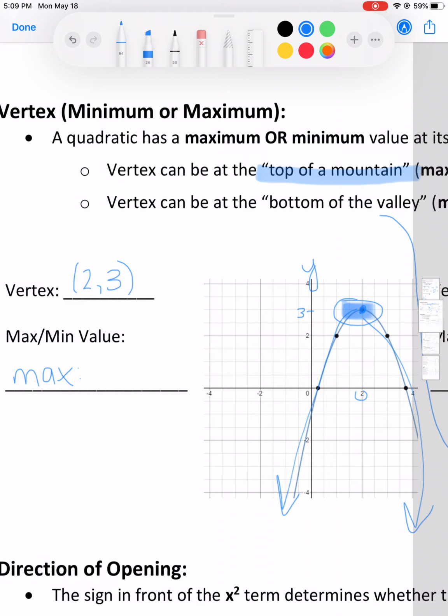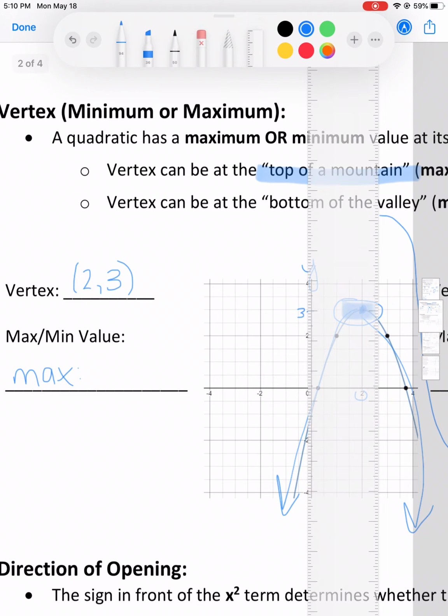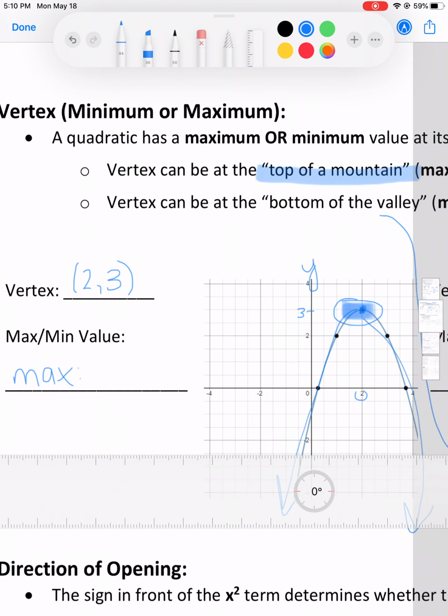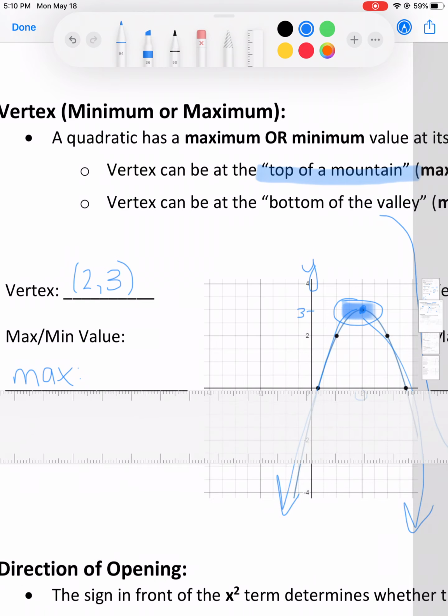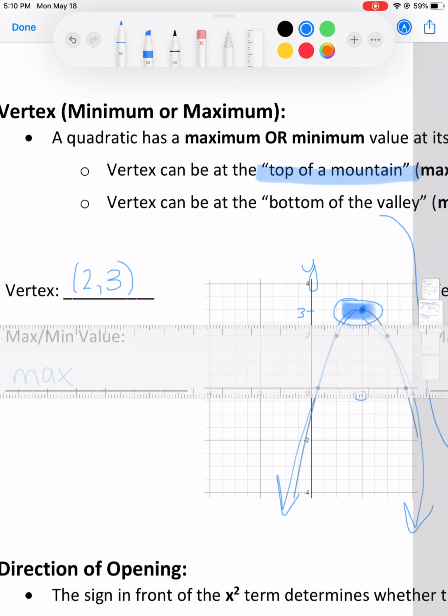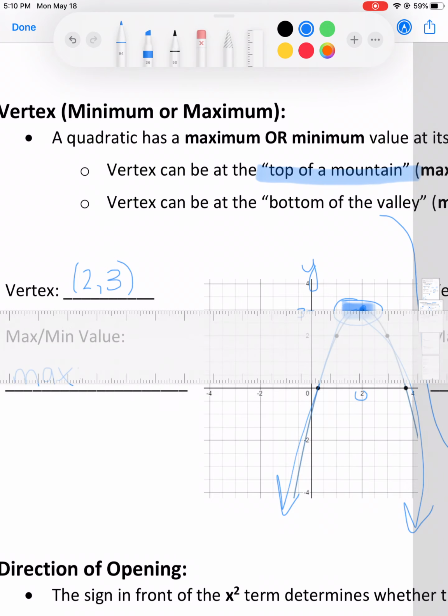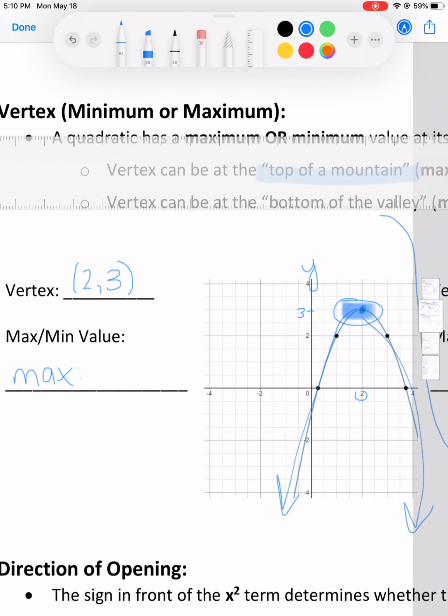So what's the highest point? If I were to grab my ruler and look at it like this, what's the highest point that my parabola reaches? As you can see, it's 3. So my max value is 3. That's the highest point. Think of y to the sky. Y is our height. It usually represents height.